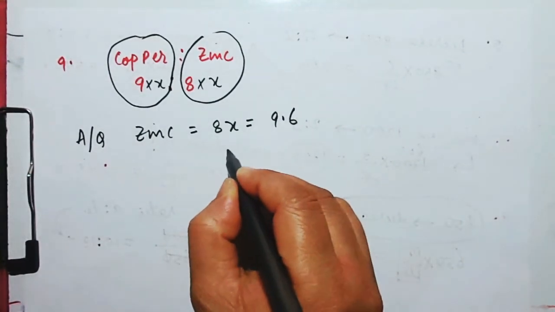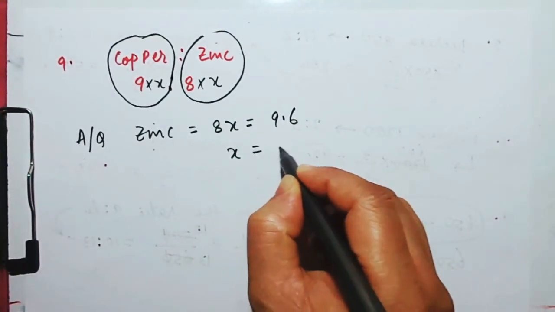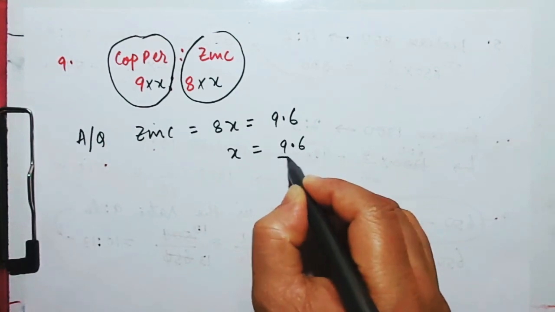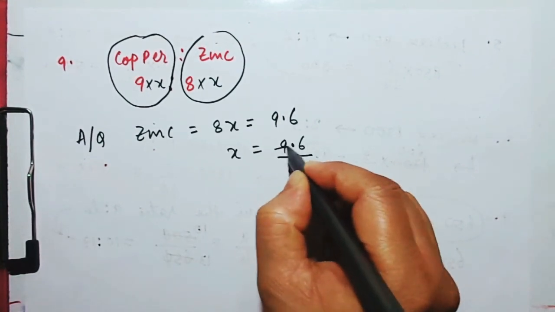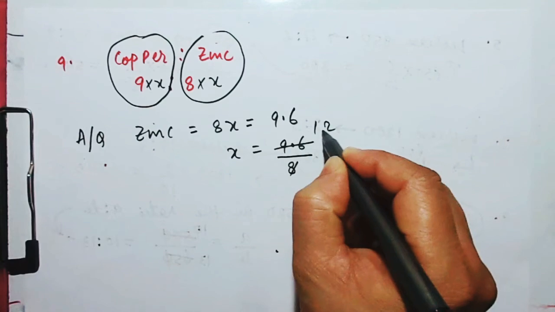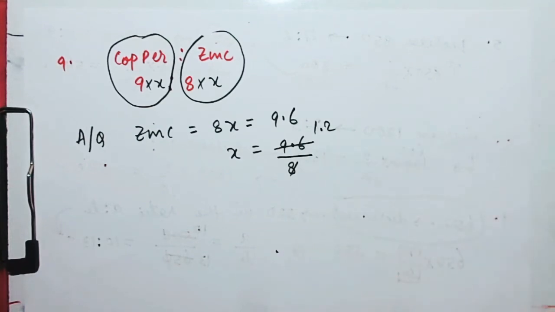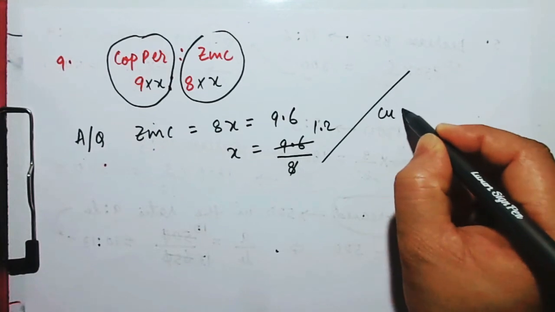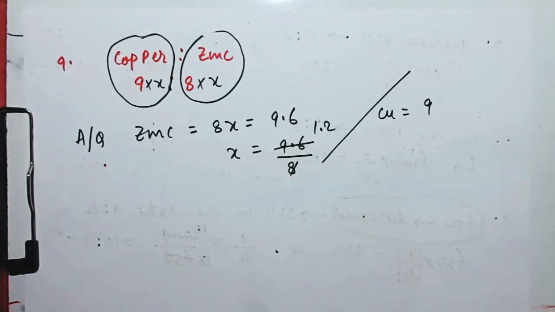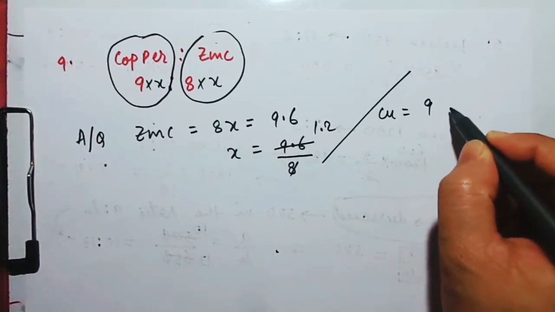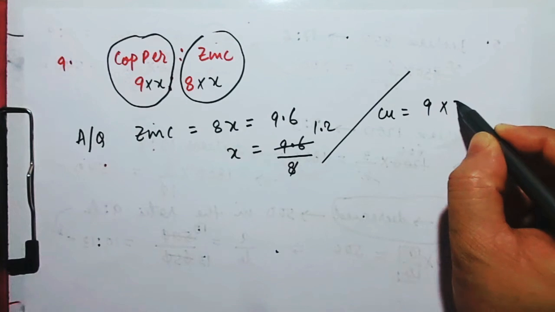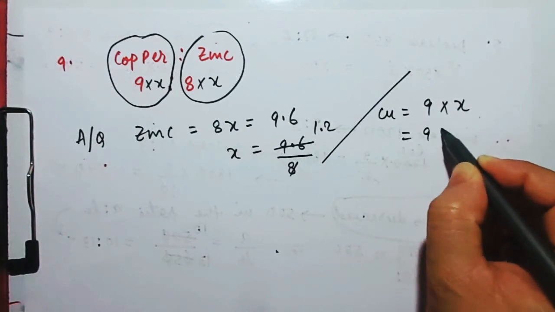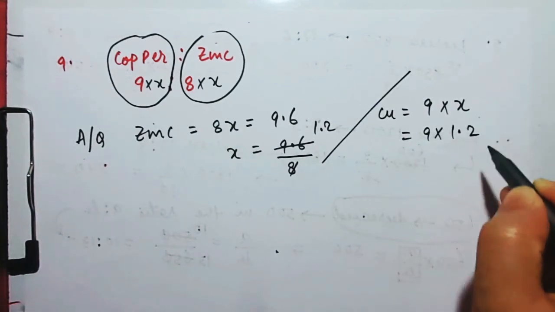So let us first find the value of x. 9.6 divided by 8. 8 how many times? 1 times, 2 times, 1.2. You got the value of x as 1.2. Therefore, copper will be how much? Your copper will be 9 times x, equal to 9 times 1.2.